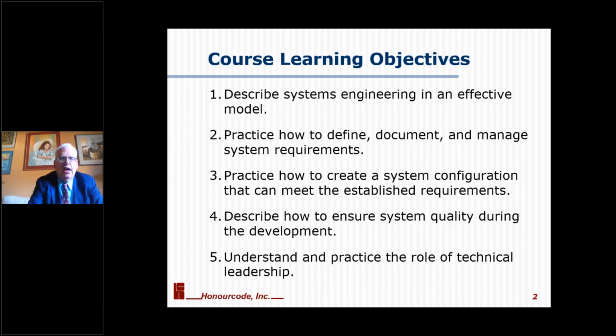Bill Fournier. The course objectives are: describe system engineering in an effective model; practice how to define, document, and manage system requirements, because requirements are the early part of driving what systems are to become; practice how to create system configurations that can meet the established requirements; describe how to ensure system quality during the development; and understand and practice the role of technical leadership.